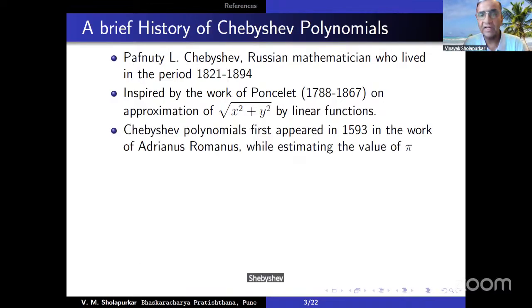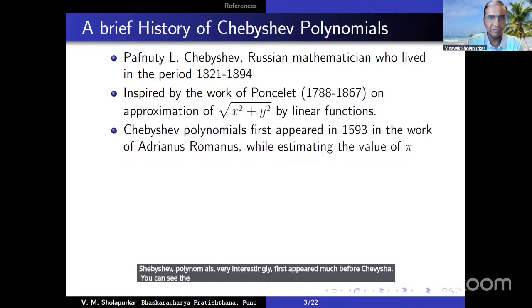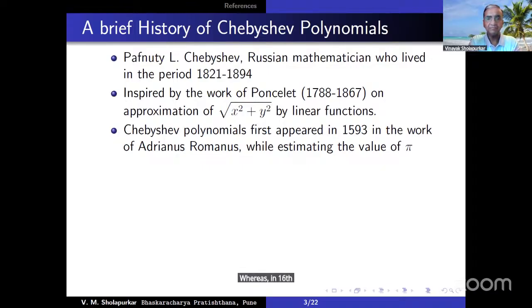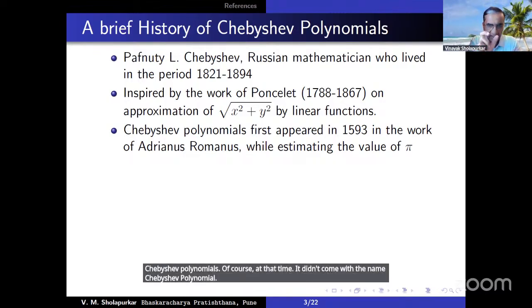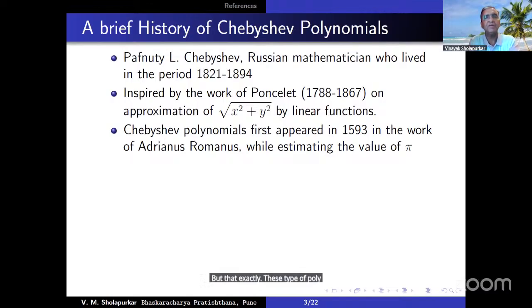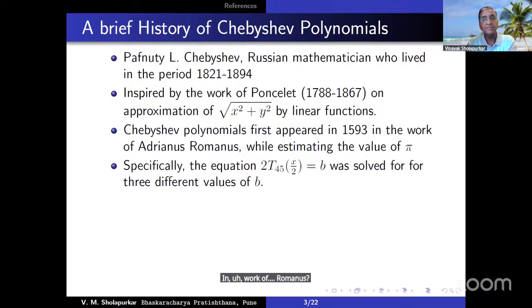Chebyshev polynomials, very interestingly, first appeared much before Chebyshev. You can see the period. Chebyshev lived in the 19th century, whereas in the 16th century, while estimating the value of pi, these polynomials appeared. Of course, at that time it didn't come with the name Chebyshev polynomial, but exactly this type of polynomial appeared in the work of Romanus. Specifically, this polynomial appeared: 2 T45(x/2) equal to b was solved for 3 different values of b. Okay, I will give you references.